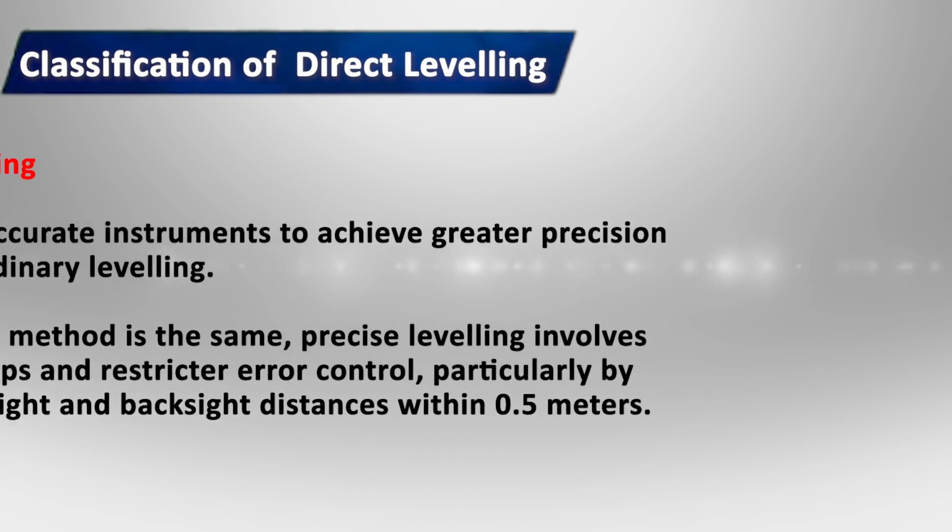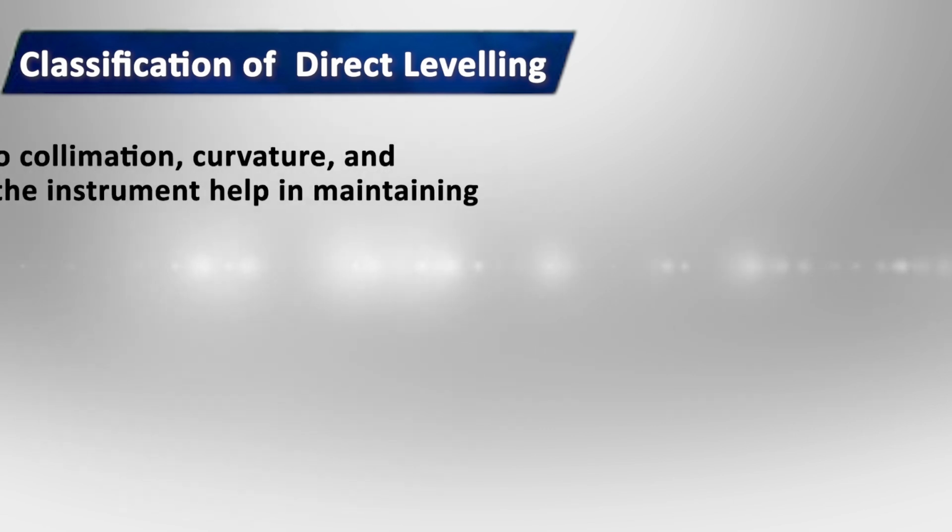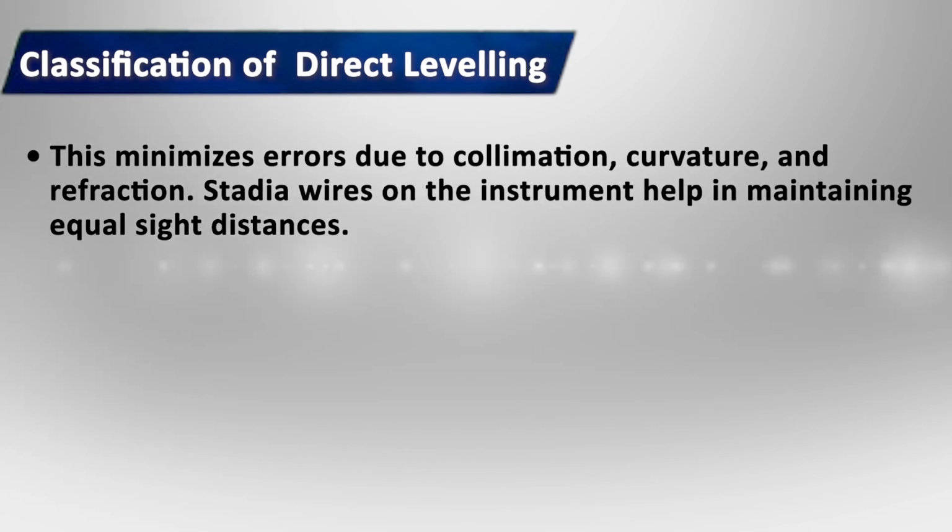Next type of leveling is precise leveling. It uses highly accurate instruments to achieve greater precision compared to ordinary leveling. While the basic method is the same, precise leveling involves longer level loops and stricter error control, particularly by balancing foresight and backsight distances within 0.5 meters. This minimizes error due to collimation, curvature and refraction. Steadier wires on the instrument help in maintaining equal sight distances.